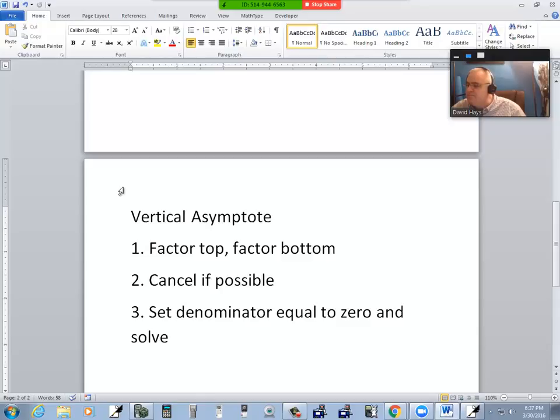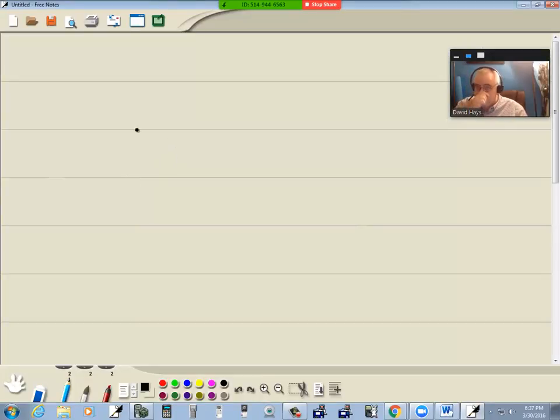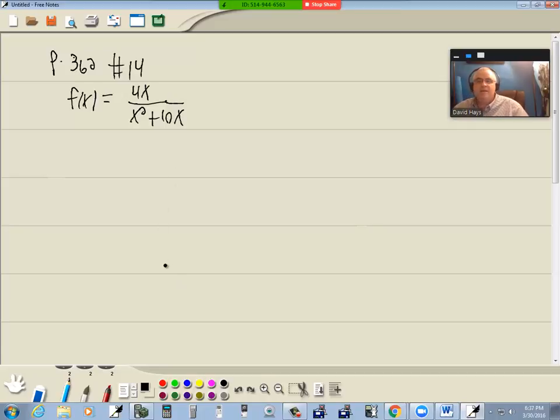Okay, number 14. We've got page 362. Number 14 says, got f of x is equal to 4x over x squared plus 10x. Step 1, factor the top, factor the bottom. Well, the top really doesn't factor any, but the bottom I see it has a GCF. I can bring an x out. So we got 4x over x times x plus 10. That's step 1, factor the top, factor the bottom.